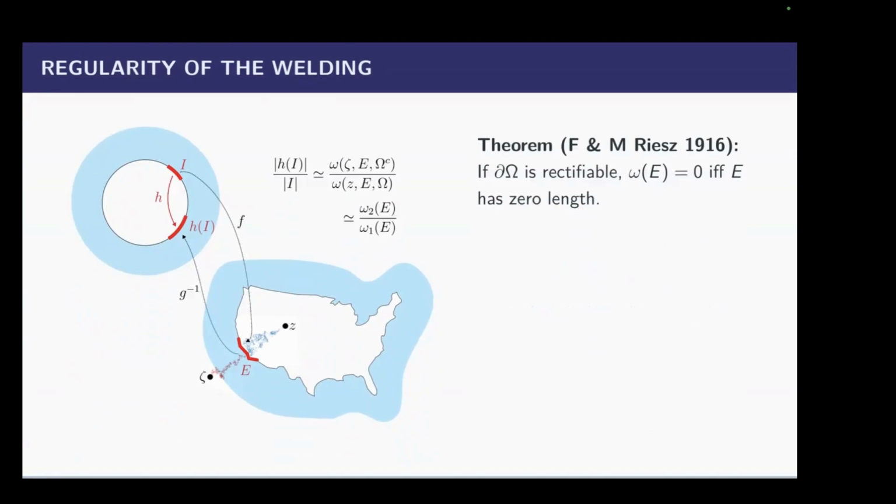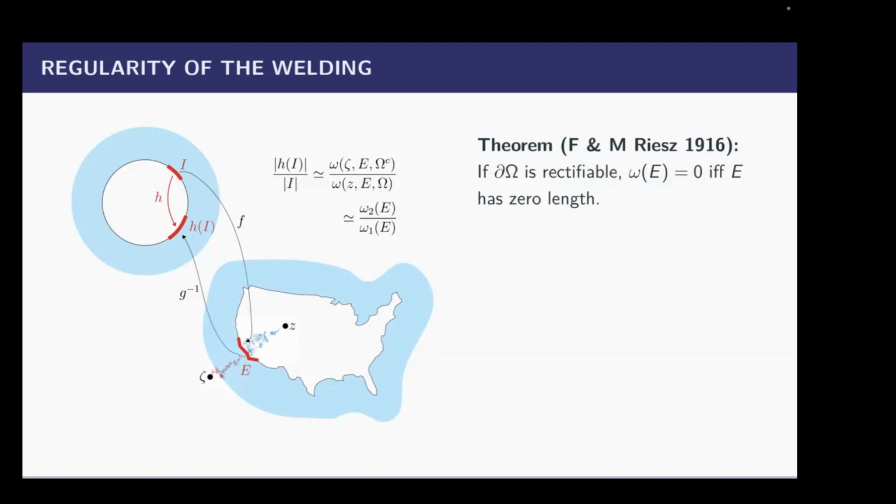And this shows that in this case, when you have a rectifiable boundary, then harmonic measure from inside and outside are absolutely continuous with respect to each other. And this means that the circle homeomorphism that you get is absolutely continuous with respect to Lebesgue measure.